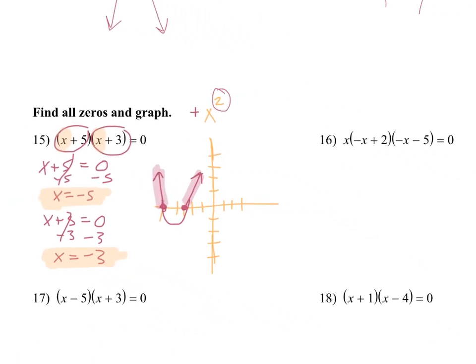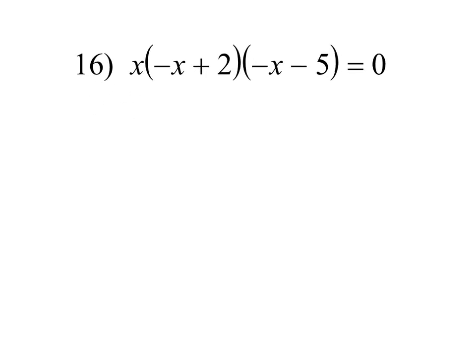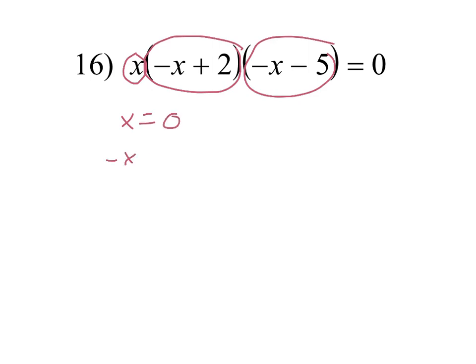Okay, let's go to 16. How do we find our zeros here? We put both equations equal to 0. Well, this one has 3 parts that we need to set equal to 0. So we have to put x is equal to 0, negative x plus 2 is equal to 0, and negative x minus 5 is equal to 0. So our first equation here is solved. We don't need to do anything else for that one. We just need to solve the next two.